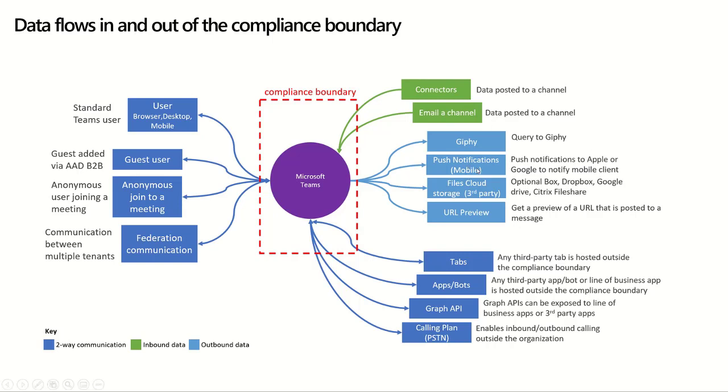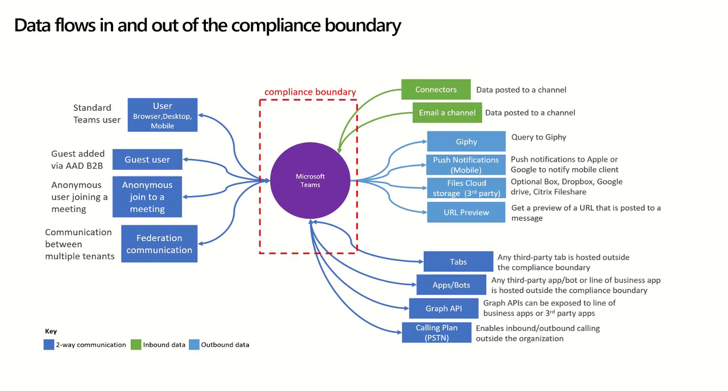If you are storing information in third-party cloud storage, Box, Dropbox, Google Drive, or Citrix File Share, then obviously the data is outside your compliance boundary because it's in those services. The URL preview service itself is inside the compliance boundary, but the data itself from the URL is not. So obviously when you have a URL to another service and you want to get data from that, you have to visit that URL and retrieve data from it and then store it inside Teams.